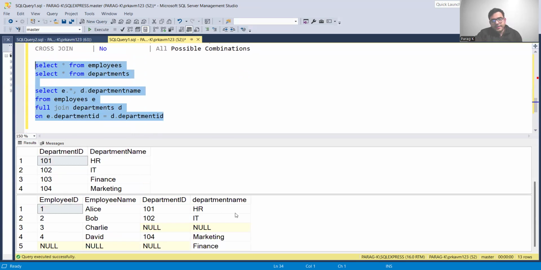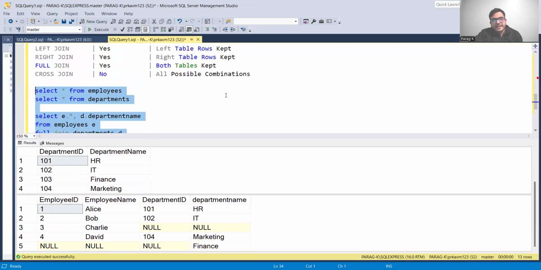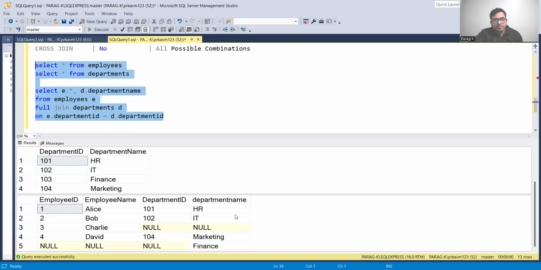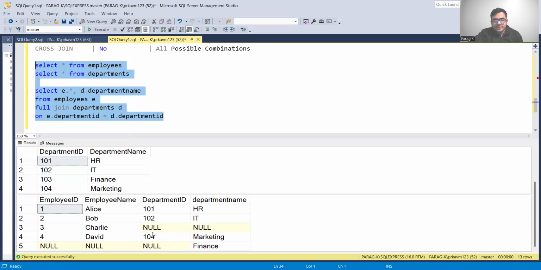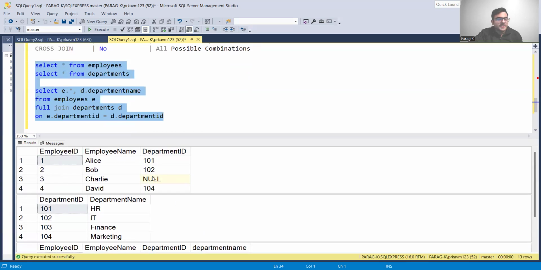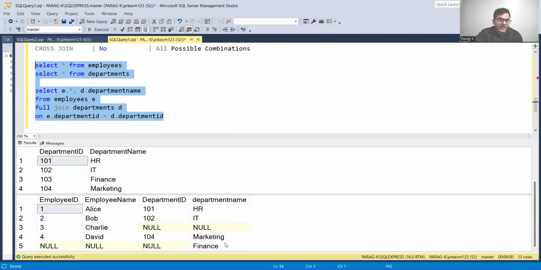Now, what does full join do? Okay, now full join, what it does is, you have to understand both the tables again. So observe one thing, everything from this is there. You can see the same is there. And as there is nothing called 103 in here, what we've done is that we are getting finance as an answer here.